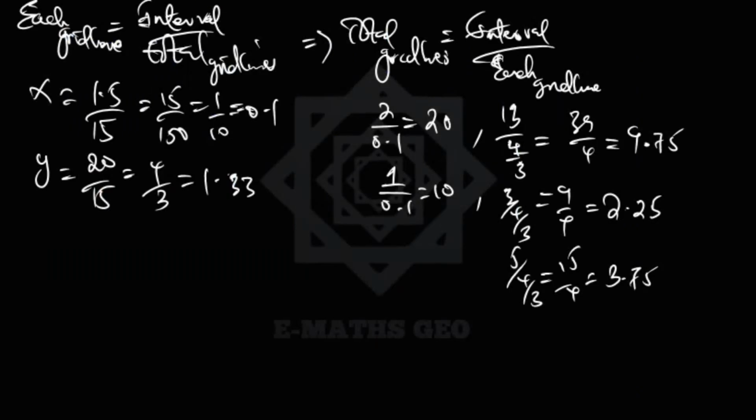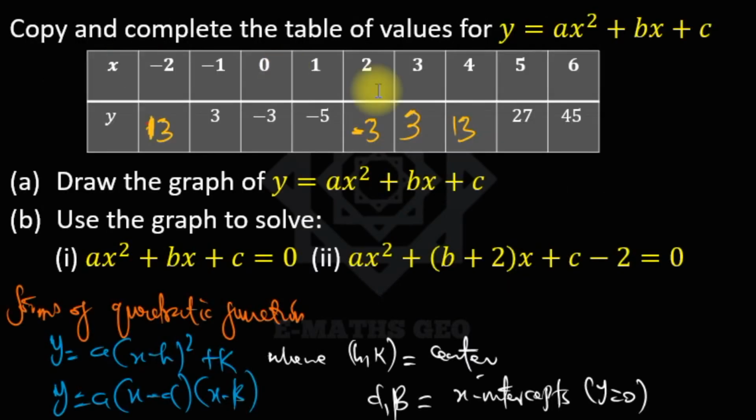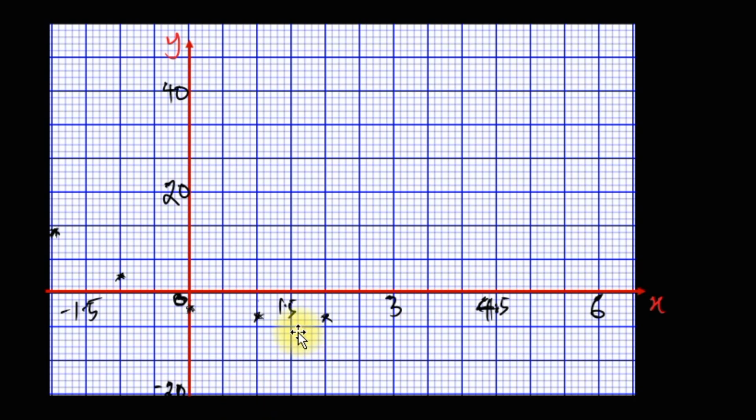Now 3 over 0.1 means 30 grid lines. And we've done 3 for y, which is 2.25 grid lines, but it is positive, positive meaning up. So 30 grid lines for x, then y up 2.2 grid lines, 1, 2, so somewhere here.